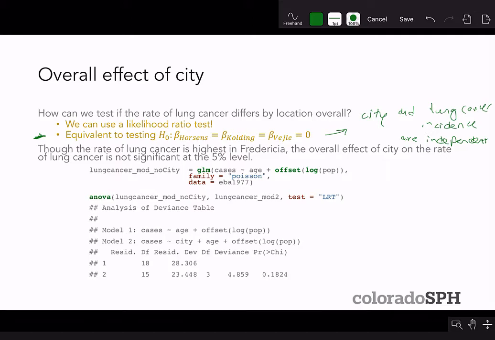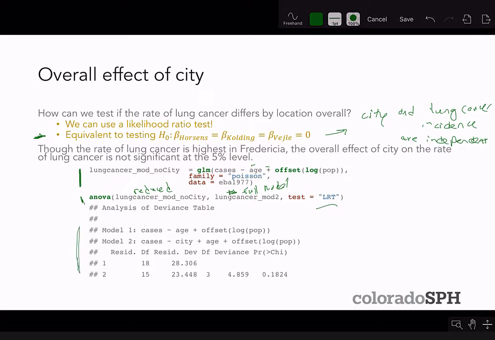In order to conduct this test, first I'm going to run the reduced model, which is a model without city as a covariate. This model is exactly the same, except we're not using city as a covariate. We still have the offset term. Then I can use an ANOVA model to compare the reduced model with the full model, using a likelihood ratio test.